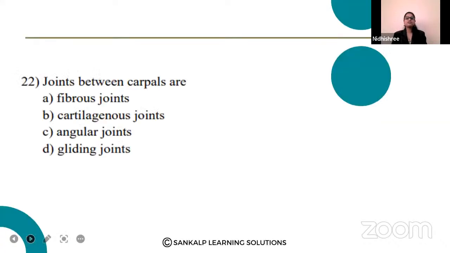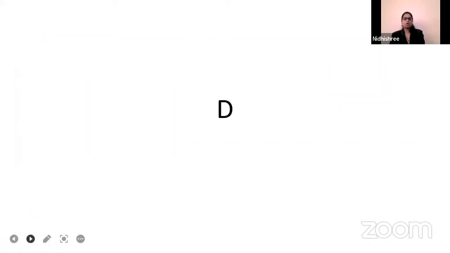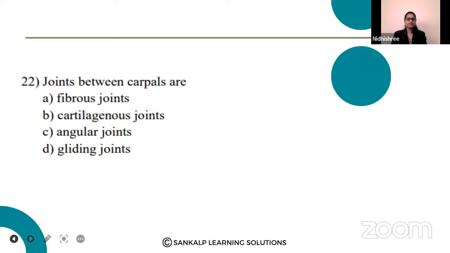22nd question. Joints between carpals, which joints are between the carpals? Option A, fibrous joint; option B, cartilaginous joint; option C, angular joint; option D, gliding joint. Preeti, option D. Rakshita, option D. Sinchana, option B. Dyuti, option D. Saima, Kanchanara, Chaitra, Saumelana, option D. Chaitra, option D. Hemashri, option D. Let us check the answer. The right answer is option D, that is, it is a gliding joint.